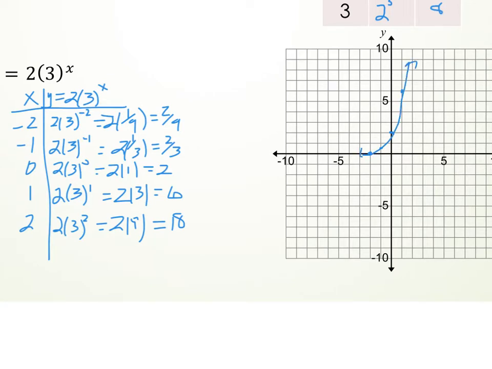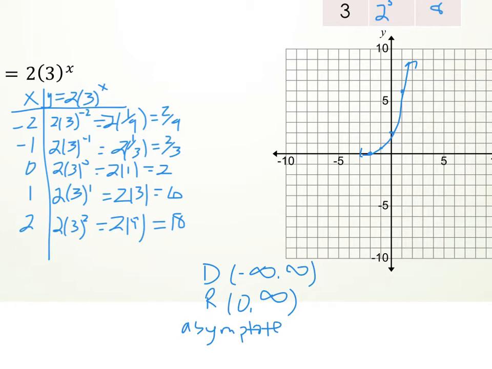Okay, so note to self, our domain again is all real numbers. Our range is from 0 to infinity. And our asymptote is the line y equals 0. Right? Our asymptote is located here. Our y-intercept is the point 0, 2.